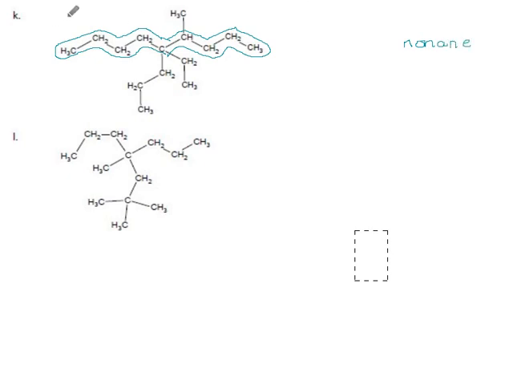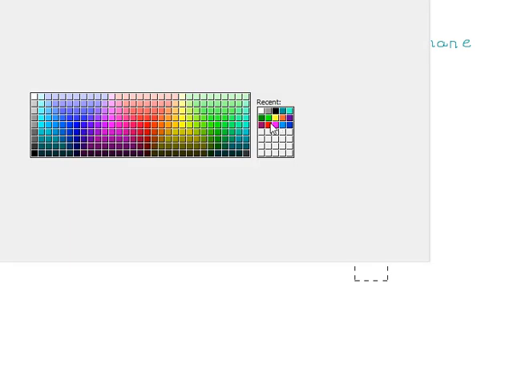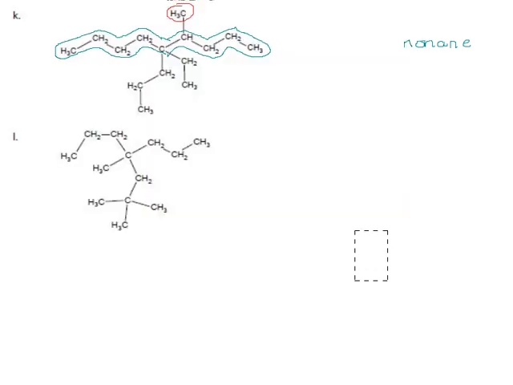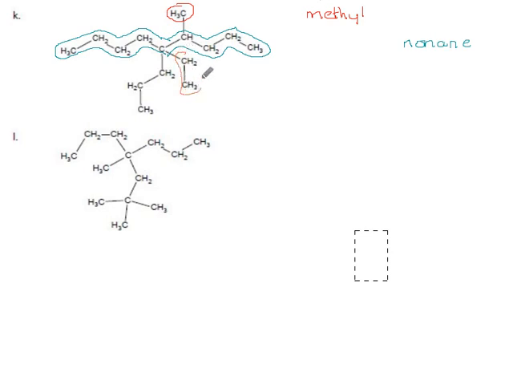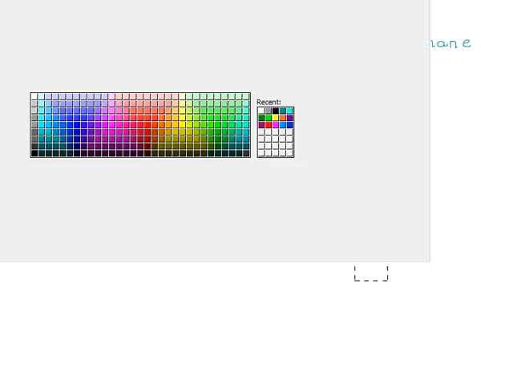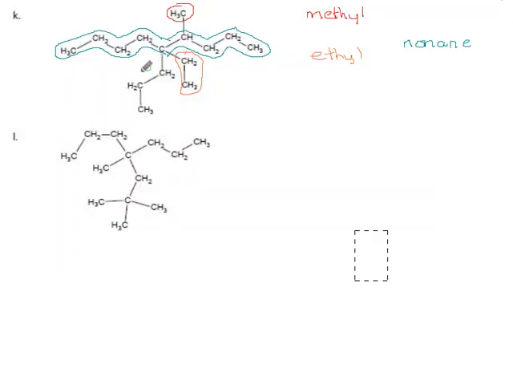What's on it? All kinds of stuff. We have a methyl group. We have an ethyl group. And we have, what's 3? Me eat peanut butter. P is for the third one, so propane, propyl. We have a methyl group, an ethyl group, and a propyl group.